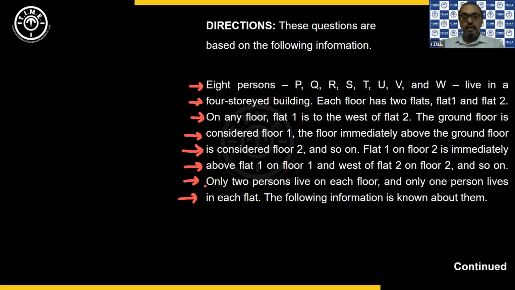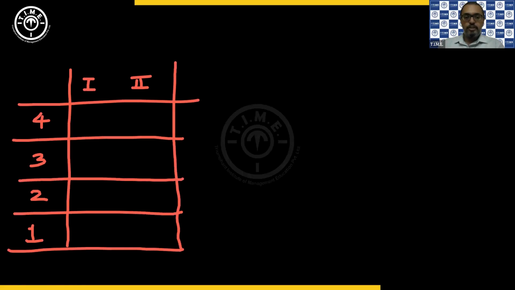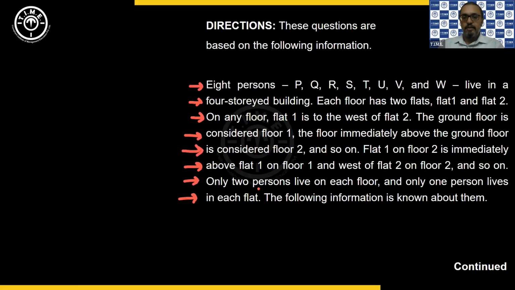So let's take the arrangement first. We have 4 floors and 2 flats per floor. So we have 4, 3, 2, 1, flat 1 and flat 2. Now we need to see who comes in which flat. So this is floor and this is flat. The following information is known.